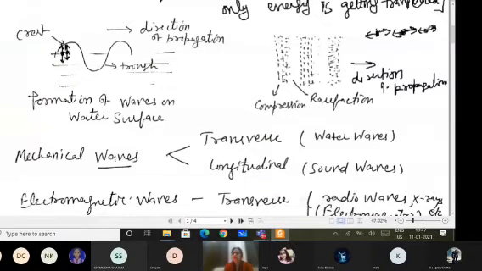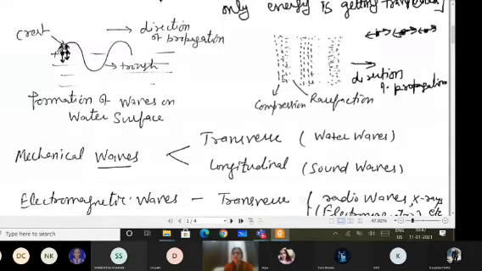And only the energy is getting transferred, while the particle vibrates. So this particle remains here only, but it is vibrating up and down, or it can vibrate back and forth. If it is moving back and forth, then longitudinal waves are formed. And if it is moving up and down, then transverse waves are formed.